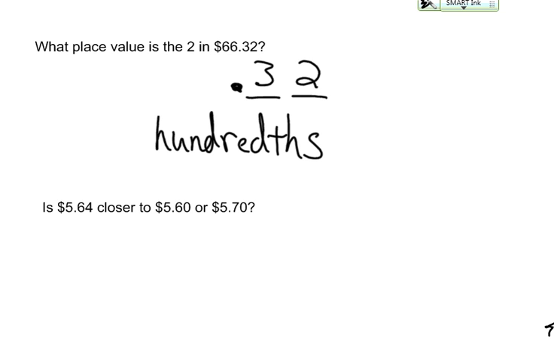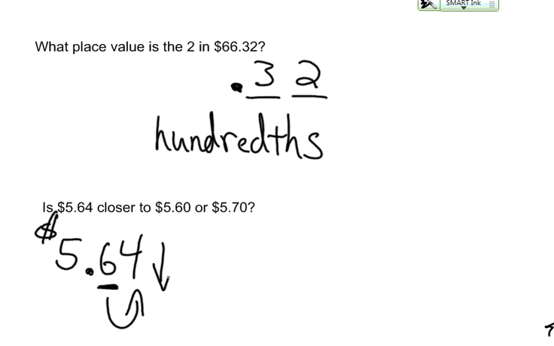Another thing we can do is we can think about comparing and estimating with the money. Is $5.64 closer to $5.60 or $5.70? And so here, I have this number right here, and I want to round to the nearest tenths. So I'm going to look back. Let's see, the 4 tells me to round down. And so in the end, $5.60 is closer. And so we have that.